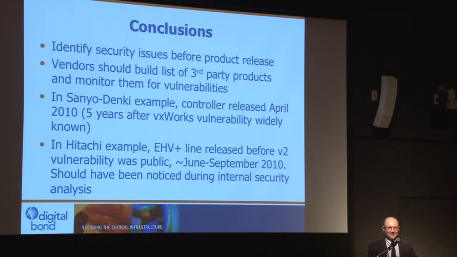So the conclusion of this talk should be, it's most important to identify security issues before you release your product. If you're a vendor, you should start by building a list of all of the software that you don't write, all of the third-party software, and monitor that software for vulnerabilities. This is still kind of a new area for a lot of vendors that they haven't quite figured out yet.